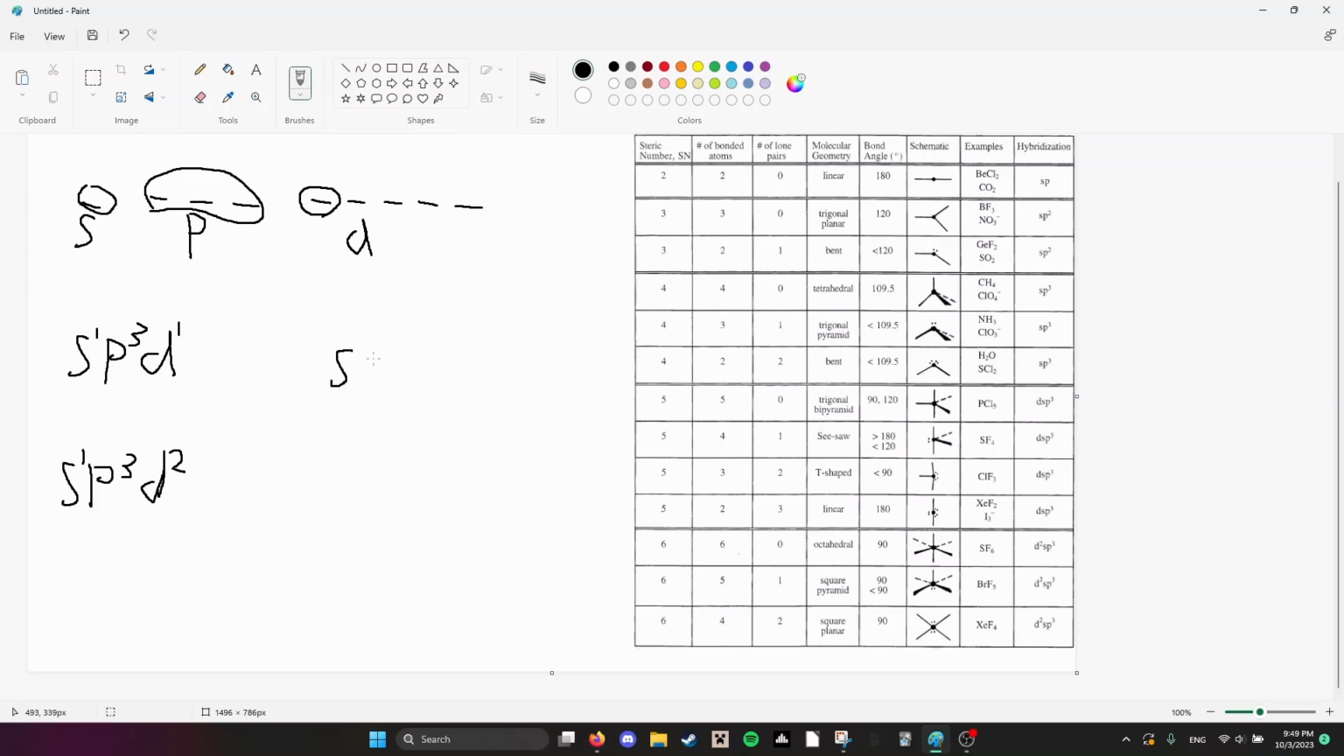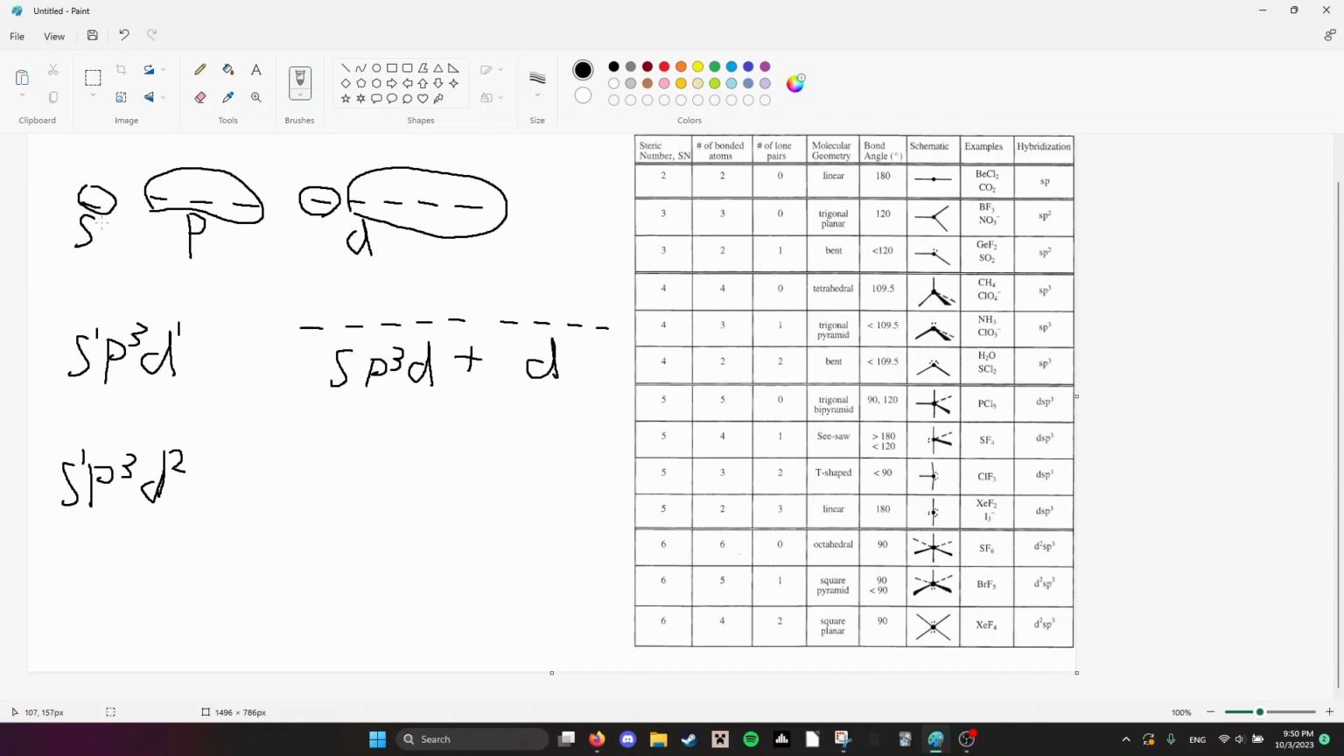So we're going to go ahead and write sp3d. And we have 1, 2, 3, 4, 5. And then how many does our d have left over? It has 4. So we're going to add plus d, 1, 2, 3, 4. Perfect.